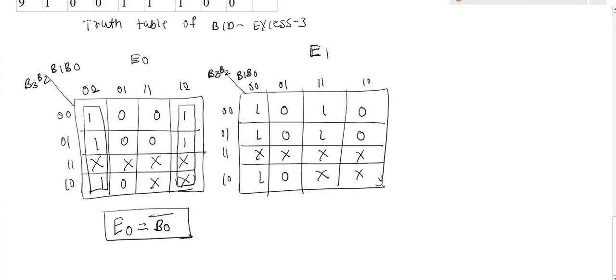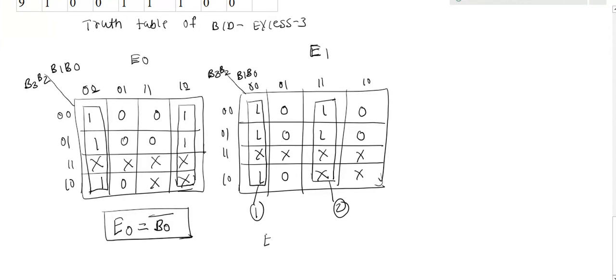Now first we'll try for the octet. Is the octet possible here? No. Then we'll try for the quad. Yes, a quad is possible here. This is my first quad and this will be my second quad. This is group number 1 and this is group number 2.